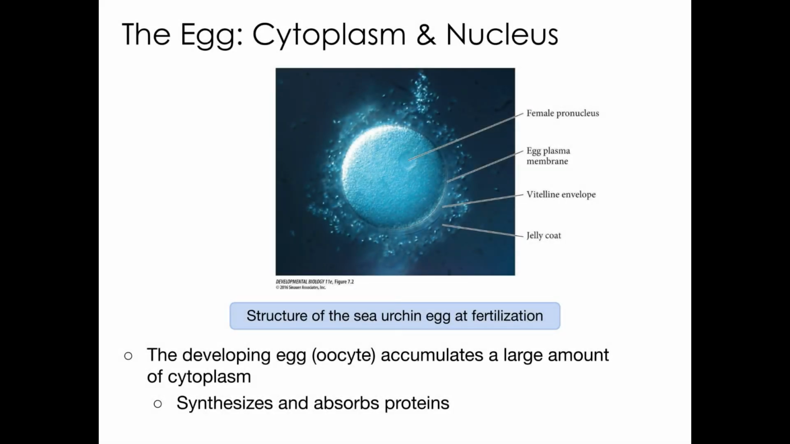Unlike the sperm, which is very streamlined, the oocyte is very large. As it develops, the oocyte undergoes asymmetric cell divisions to produce polar bodies. And in these divisions, the developing oocyte retains the majority of the cytoplasm.